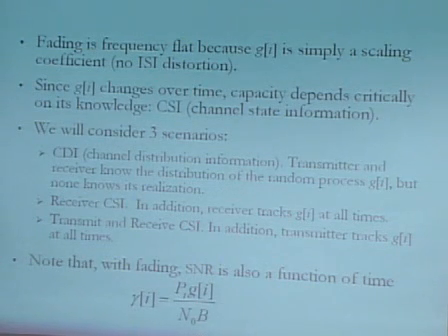And this is what most commercial systems do. There's a third case, a little more challenging, where also the transmitter has the CSI. So in this case, both track the gain of the channel at all times. With fading, the SNR is a function of time. Gamma itself depends on time now.